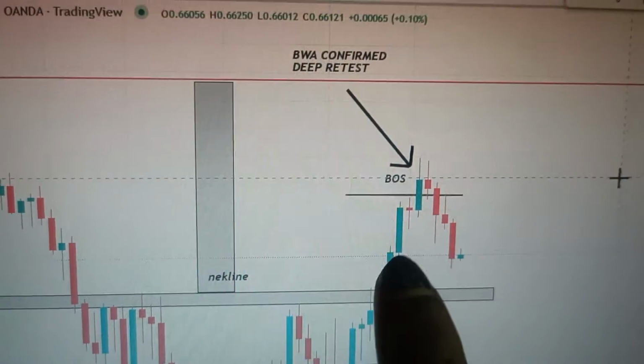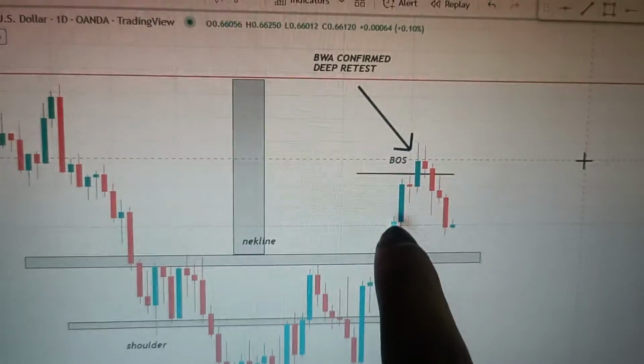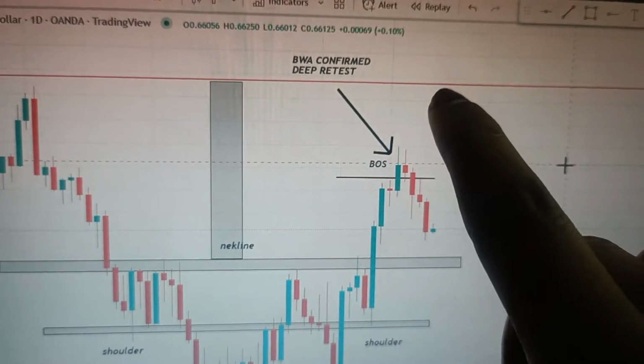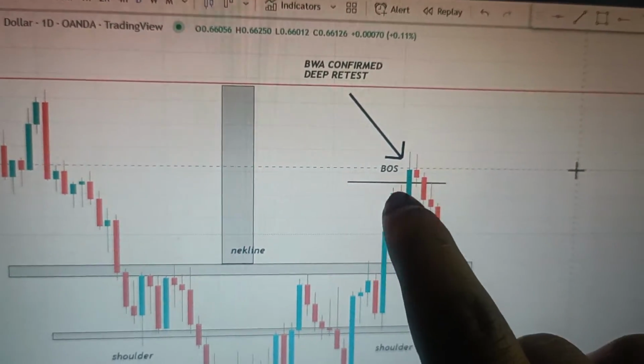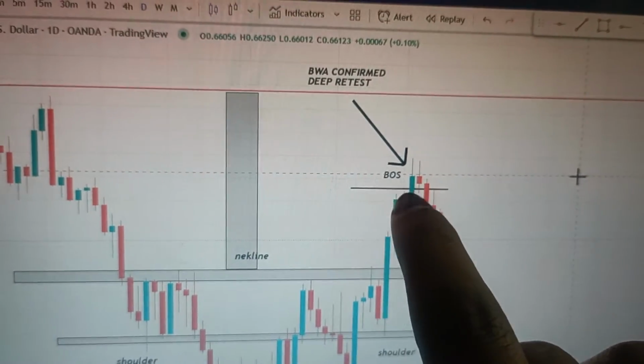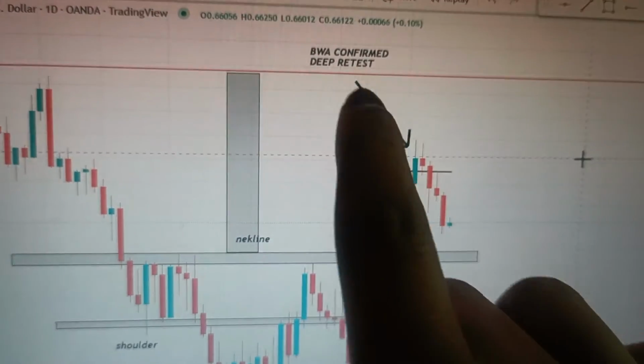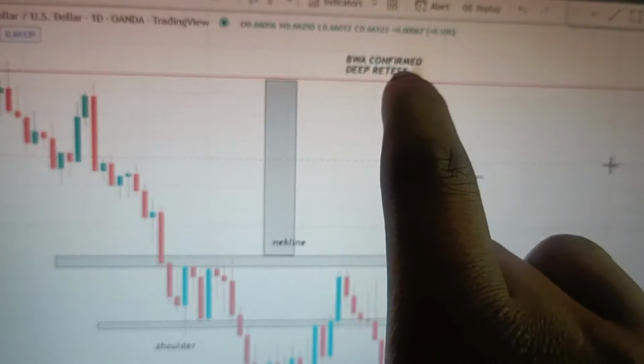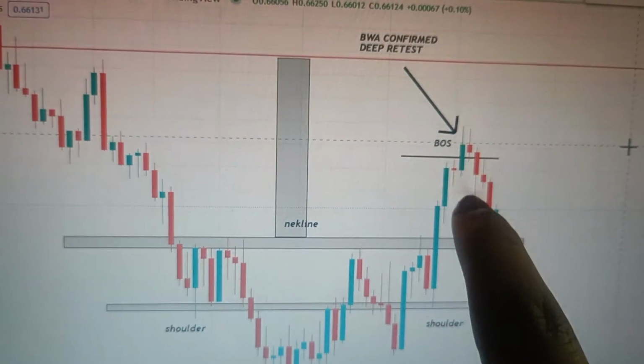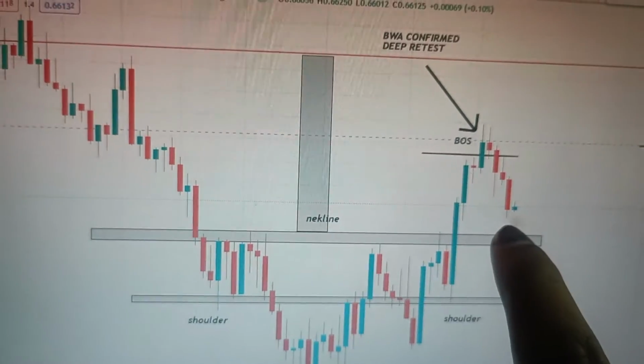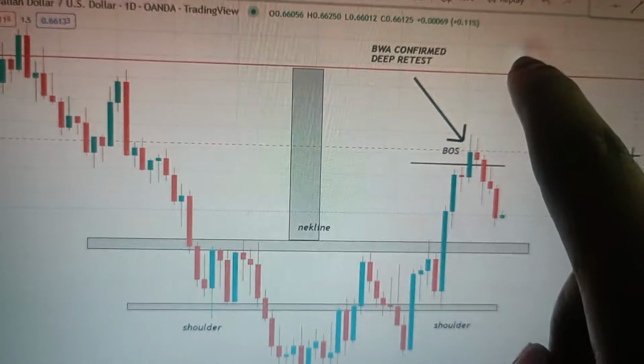Again, we can see that when the market broke around this place, it was almost touching our TP. But what did they do? They broke up. We had the BOS here. And what was confirmed? BWA was confirmed. So whenever this market was going down, I knew we are on deep retracement. So the market would do a deep retracement, and then now we'll go back.